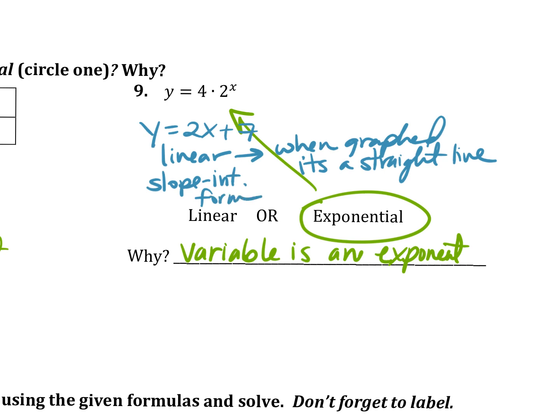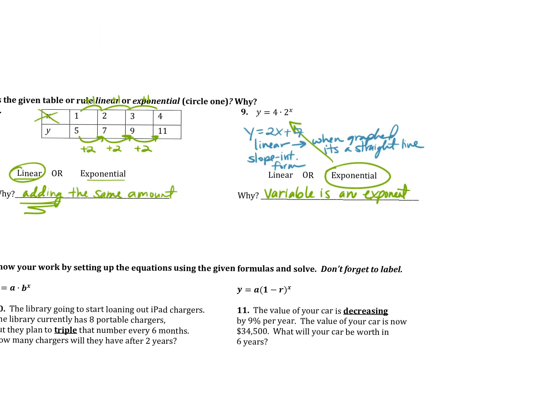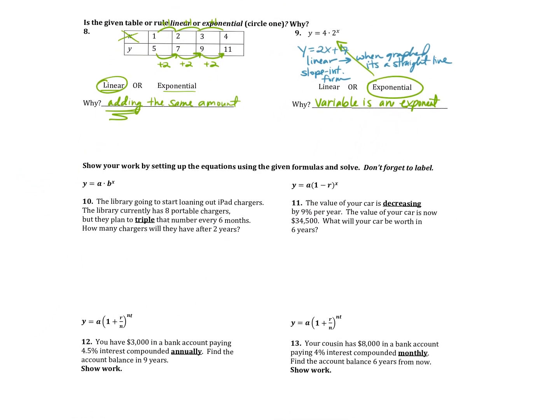Okay, so just make sure you know the difference between those. If you're adding the same thing every time, it's linear. If you're multiplying by the same each time, it's exponential. So far, so good?